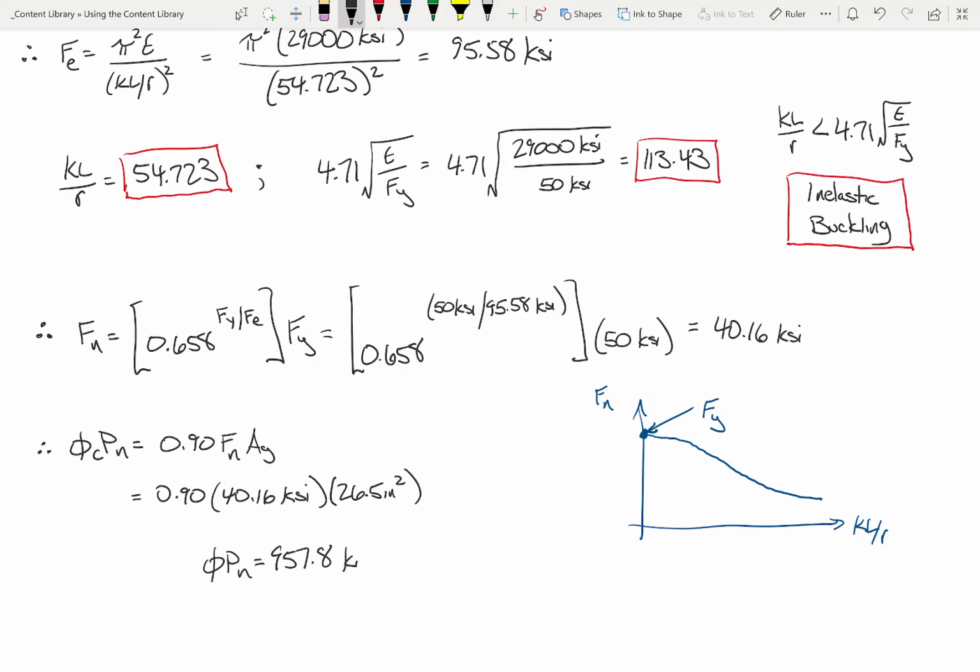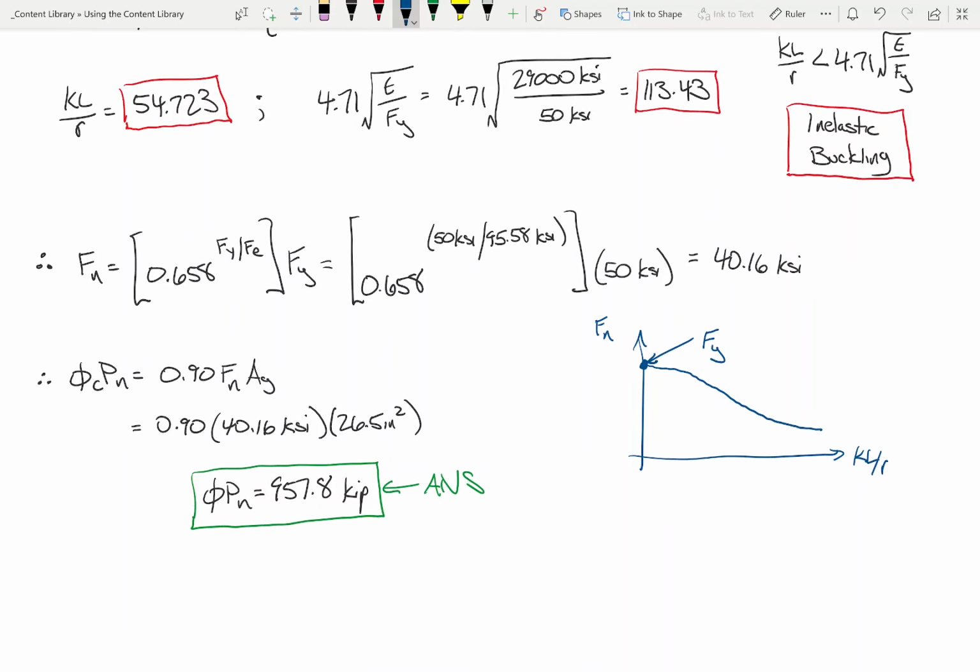957.8 kips. Do I have a second on that? Okay. So that's how we would compute the capacity according to the spec. Okay. So 957, 958, something about like that, okay?